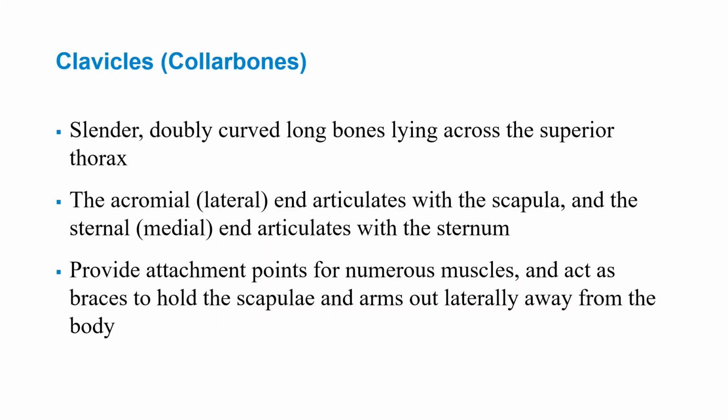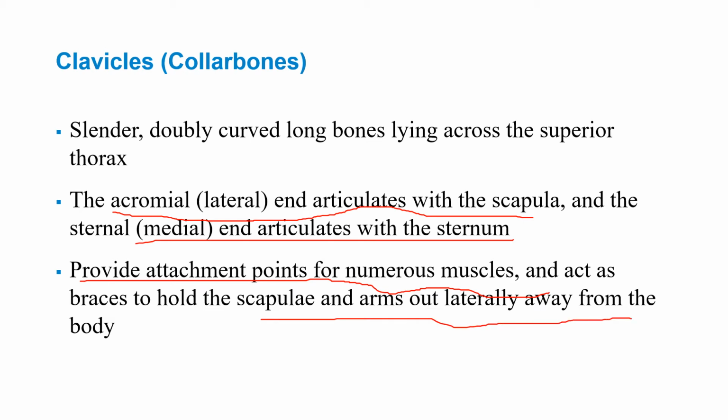So the clavicles or collarbones are slender and doubly curved. They have like two curves lying across the superior thorax. The acromial or lateral end articulates with the scapula, and the sternal or medial end articulates with the sternum. They provide attachment points for numerous muscles and act as braces to hold the scapula and arms out laterally away from the body.